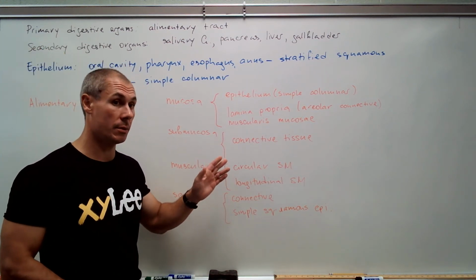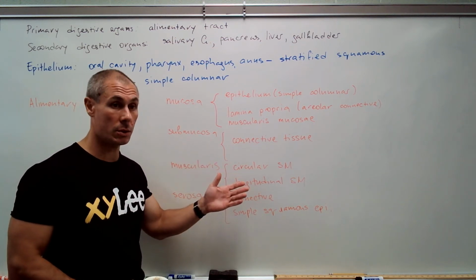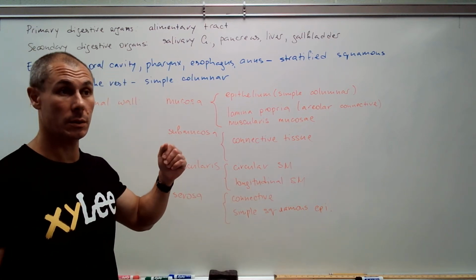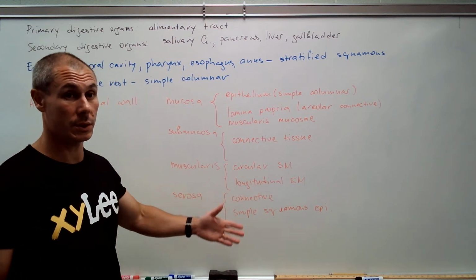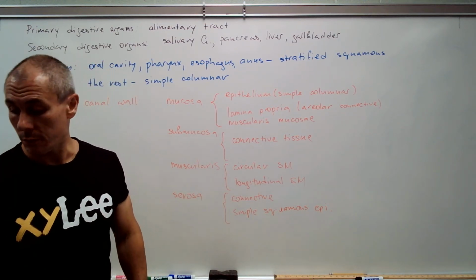In some parts of the alimentary canal, there are going to be some alterations. Like in the stomach, there are three layers of smooth muscle. In the esophagus, there's no serosa, there's adventitia. We'll get to that. Okay.